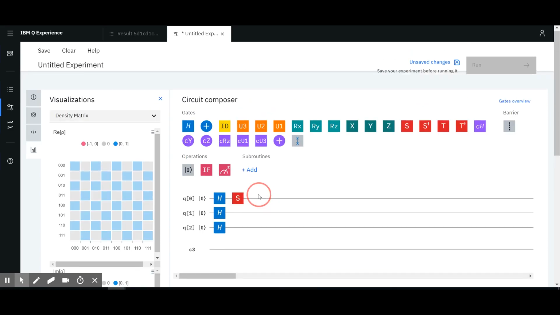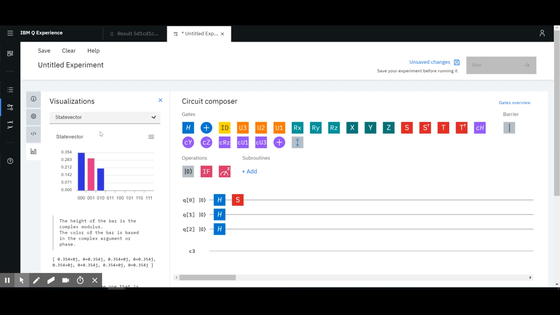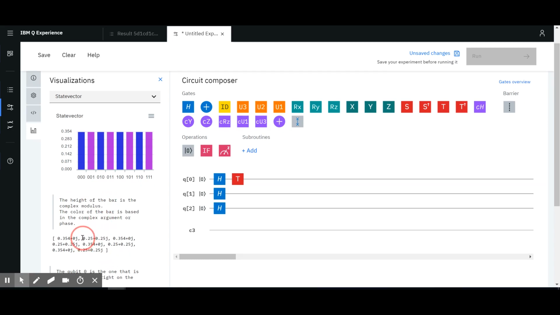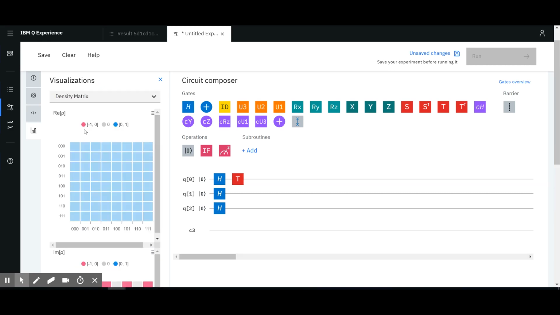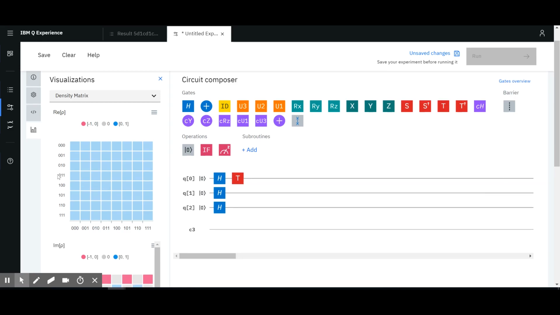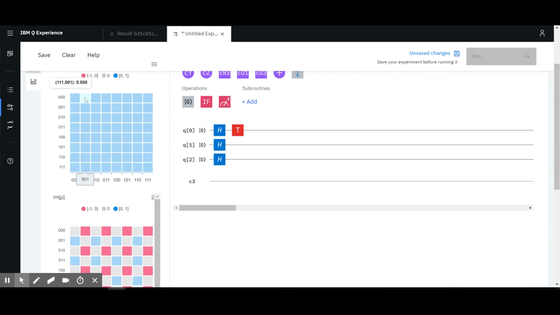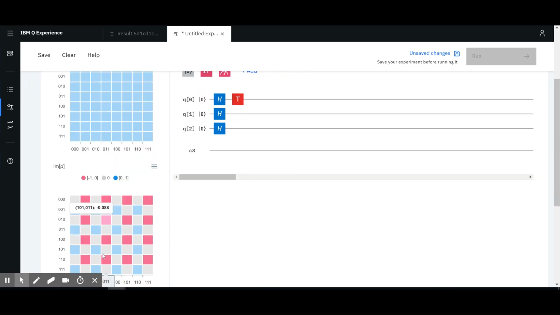So that's something you definitely don't see in the state vector. In the state vector you just see the S, versus if I apply a T, you get the purplish thing, because the real and the complex components both have information, none of them is zero. That's why you get this purplish color. In the density matrix, these probabilities are still all there, but they are less, and then there's a bunch of complex ones here.